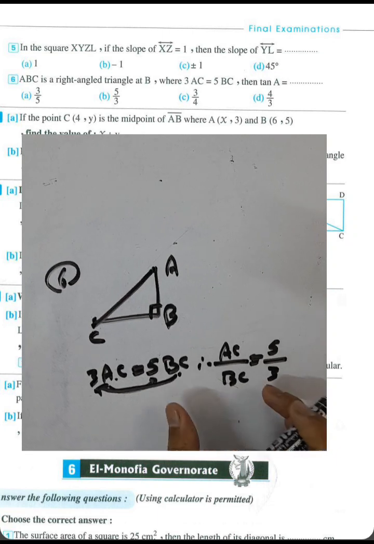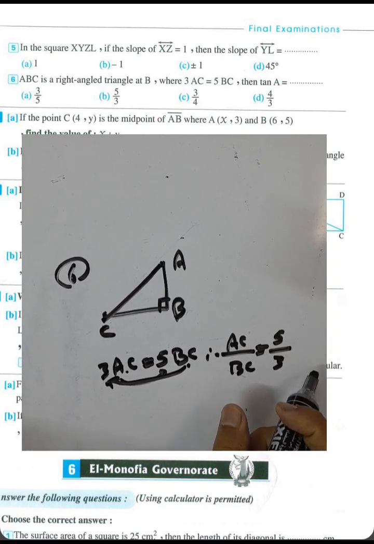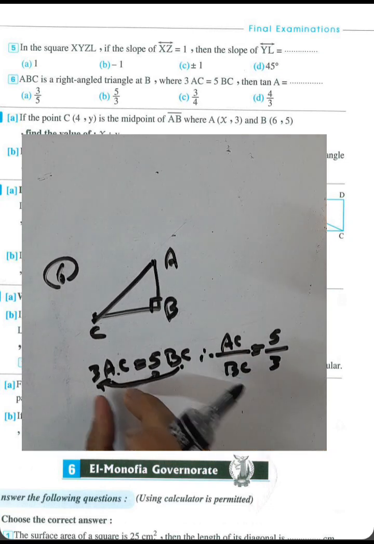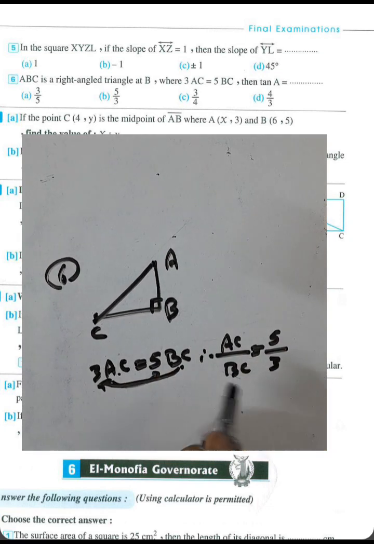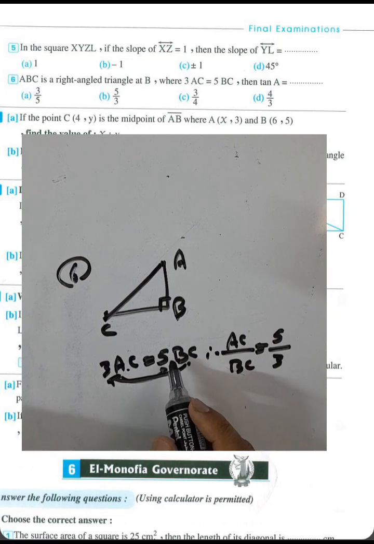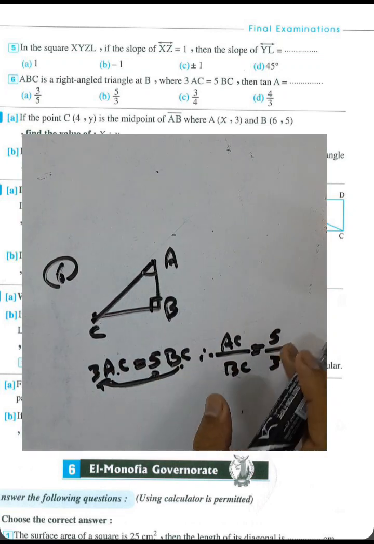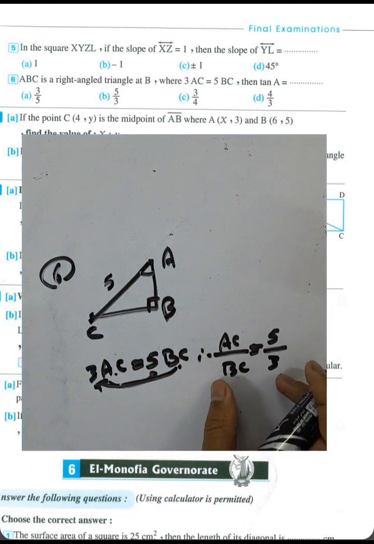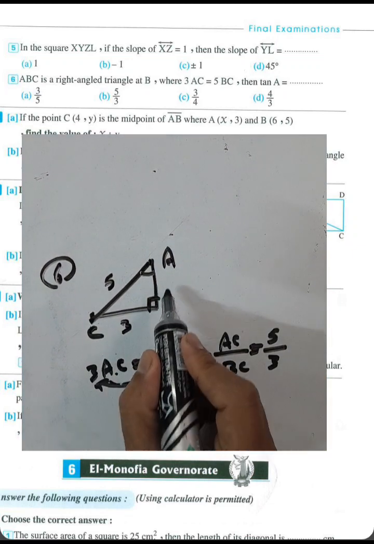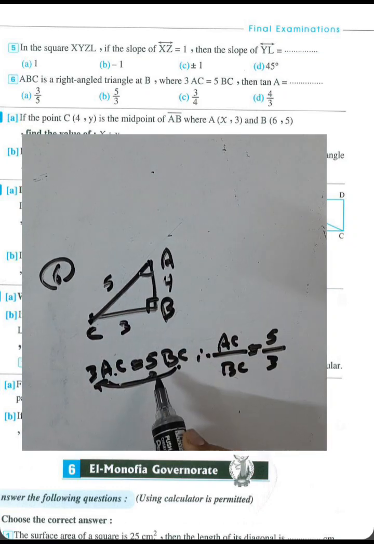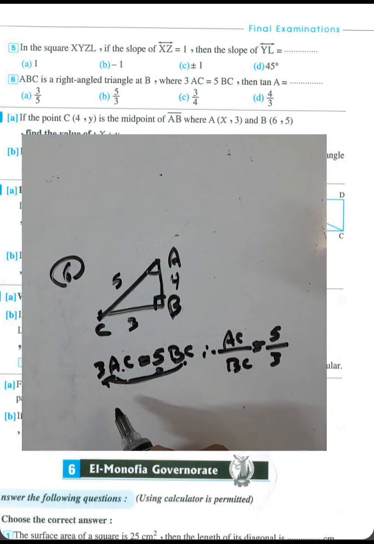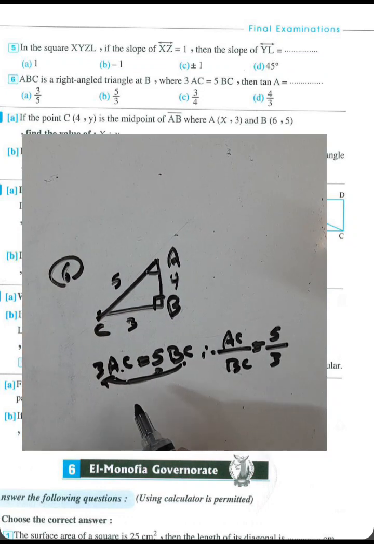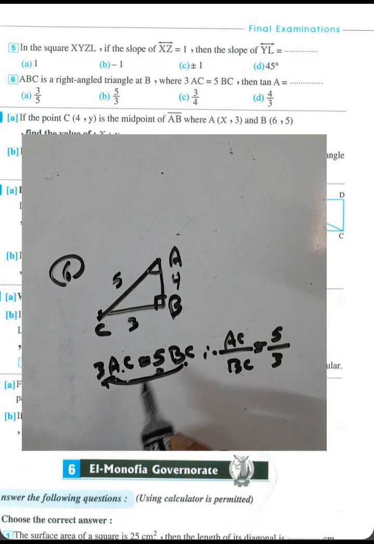You can write the product of extremes equals the product of means to find the ratio between AC and BC. AC times 3 will be 3AC, and 5 times BC will be 5BC. And then we want to find what? Tan B. We can write here that the length of AC was 5 units and the length of BC equals 3 units. And then you can find the length of AB will be 4 units by using the Pythagorean theorem. Okay, 5 to the power 2 minus 3 to the power 2 will be 16, and the square root of 16 is 4 length units here.